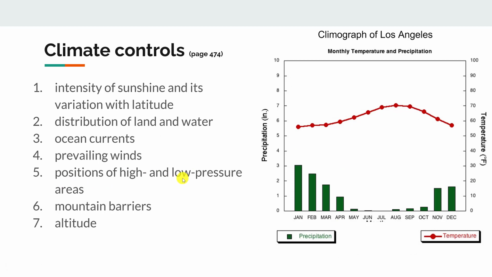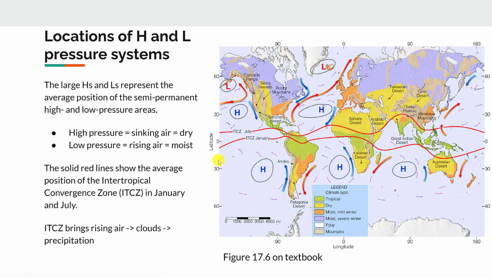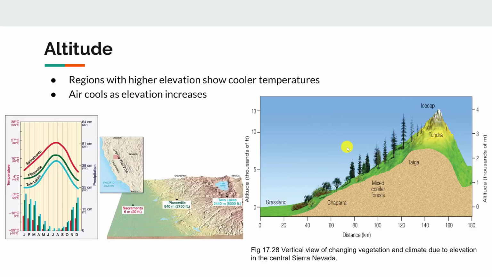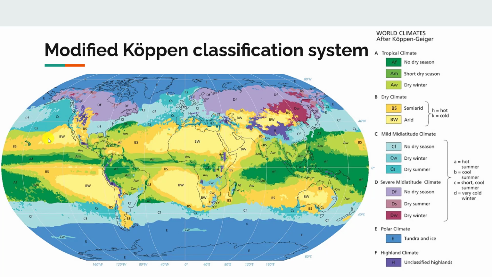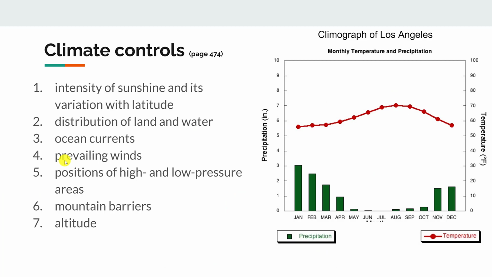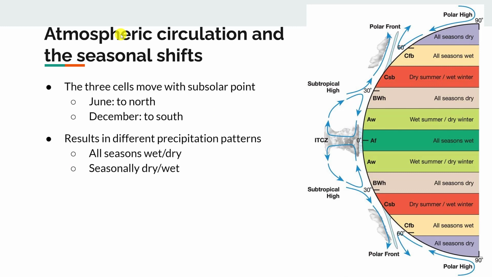And positions of high and low pressure areas, I talked about it already. So you can see we have a high pressure here, and high pressure here, so that is why along this line you have dry climate. And there's one thing very interesting. Those high and low pressure centers don't just stay in one location. They actually shift with the seasons, with your 90-degree sun.